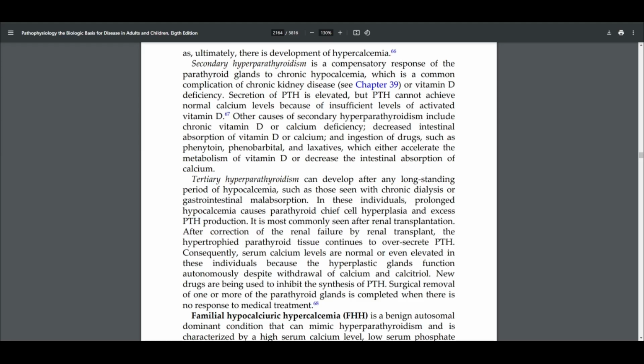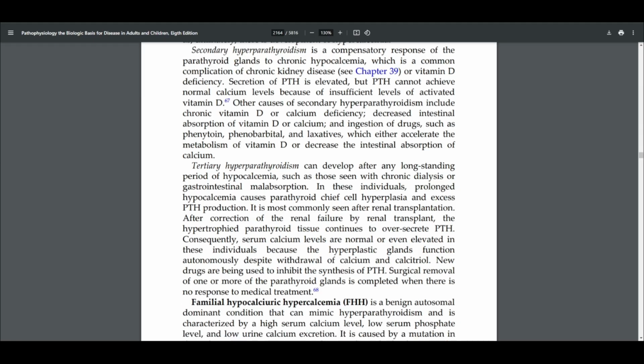Other causes of secondary hyperparathyroidism include chronic vitamin D or calcium deficiency, decreased intestinal absorption of vitamin D or calcium, and ingestion of drugs such as phenytoin, phenobarbital, and laxatives, which either accelerate the metabolism of vitamin D or decrease the intestinal absorption of calcium.